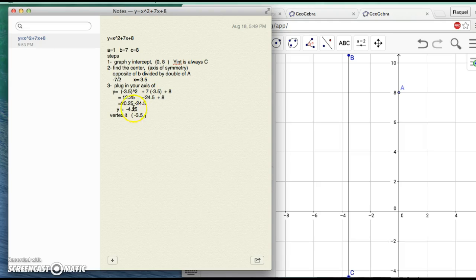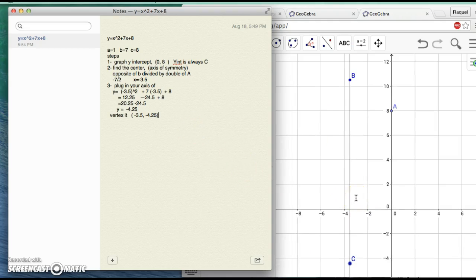Comma, and then the y is negative 4.25. Excuse me if I make a little mistake, but no more about it. So this is the lowest point. So let me try to find negative 3.5. I know it's on this line, so I just have to go down 4 and a little bit.